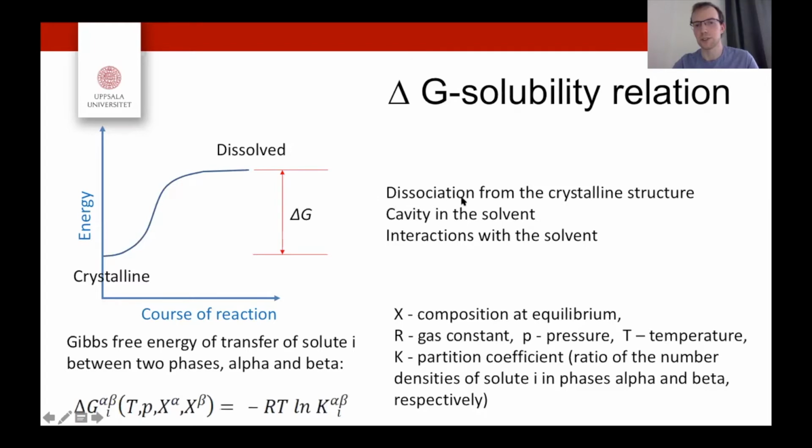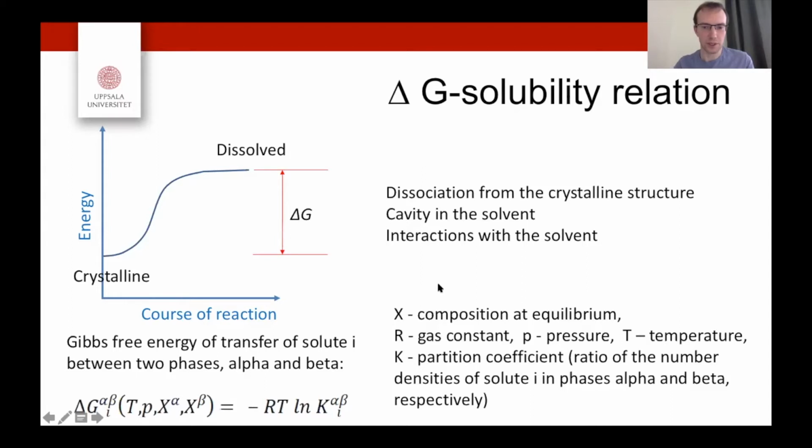So first of all, dissociation from the crystalline structure. So how strong are the bonds between this molecule and the rest of the crystalline structure? Second, to make the cavity in the solvent. So it depends rather on the solvent and again on the interactions between this solute and the solvent to make space for the molecule. And the third one is, yes, again, the interactions with the solvent. So once we already put it in this cavity, how favorable or not would those interactions be for the system?